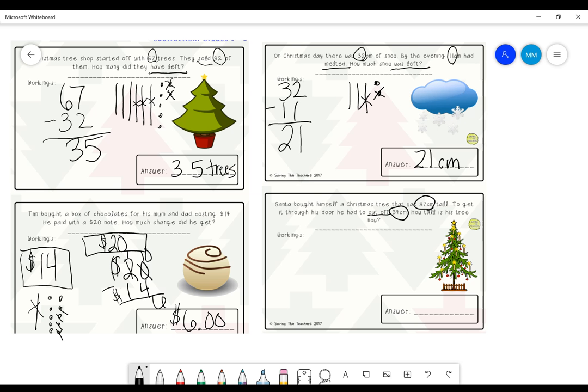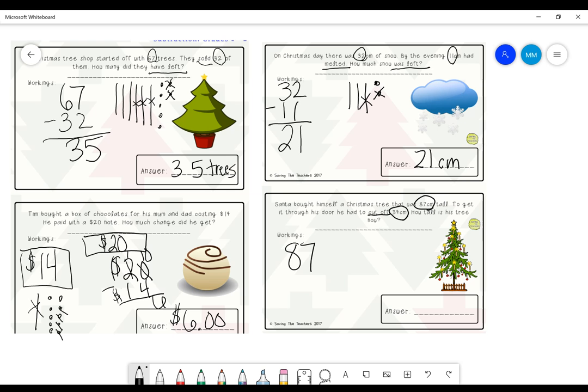All right, so think about this picture in your head. Think about this word problem in your head. Santa has a Christmas tree that is too tall for his door. So he starts with a whole number. He starts with a whole tree. How tall was his whole tree, Smarties? It was 87 centimeters tall. So 87 is our whole.